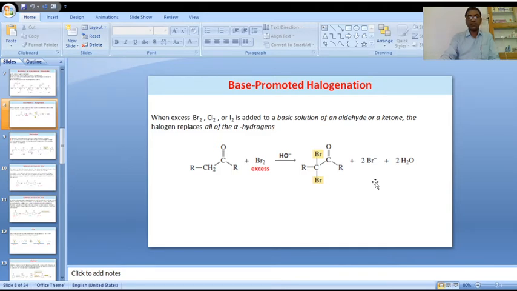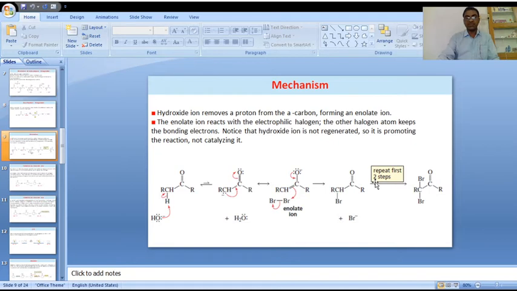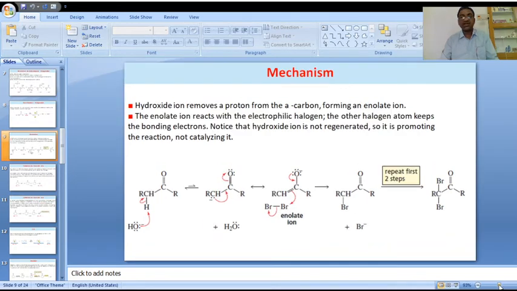This is the clear-cut mechanism of the base promoted halogenation process. This is a very interesting mechanism. All the students, please concentrate clearly on this slide, on each and every step.